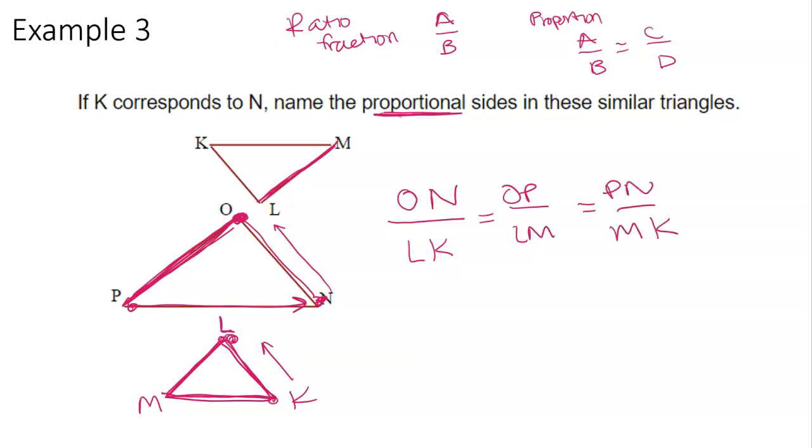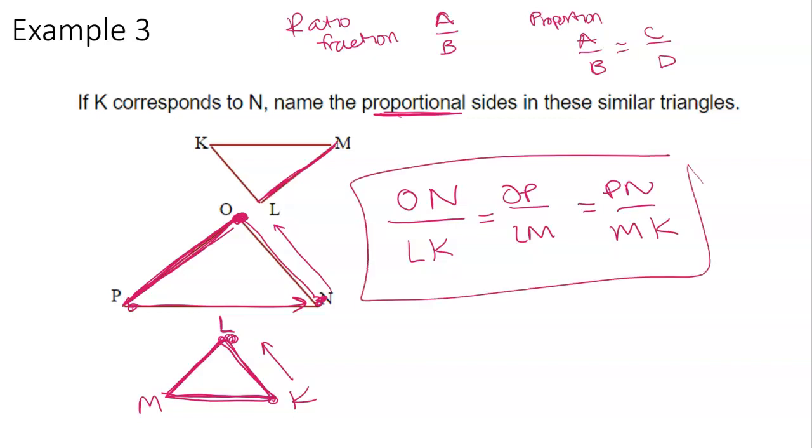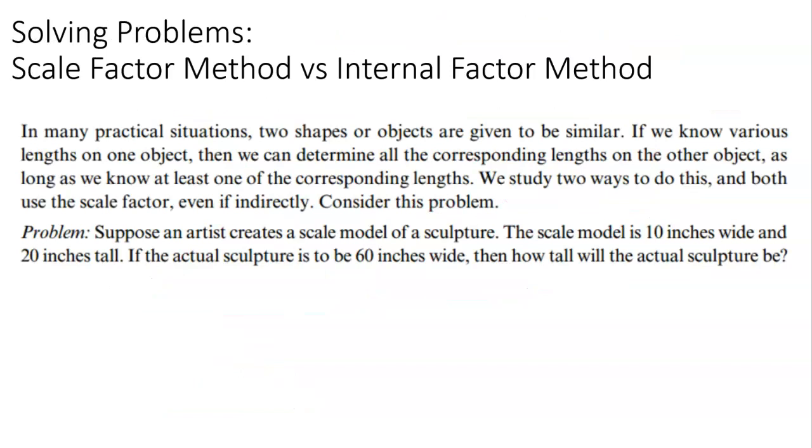And now here's the thing. It's okay if we go the other way. It's just we have to match it up. So these are the proportional sides in these similar triangles. And when we come back, we're going to look at how to determine those ratios and the two different methods we use.